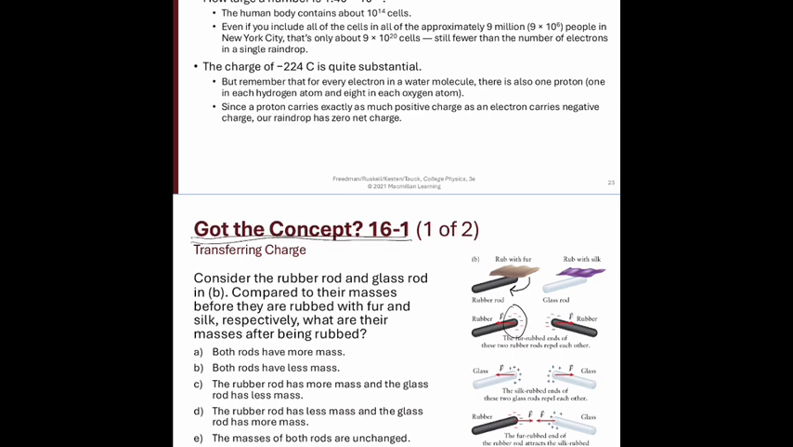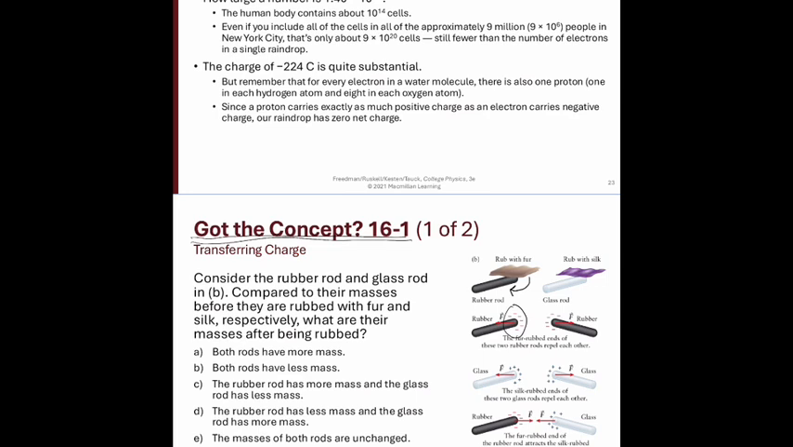What about the silk and the glass? This is what Benjamin Franklin was doing 400 years ago. No, 300 years ago. So maybe 200 years ago, 207. I can't do math. Not your math. Your math doesn't work for me. Doesn't work in my brain.